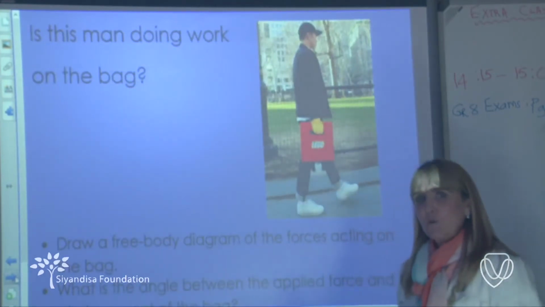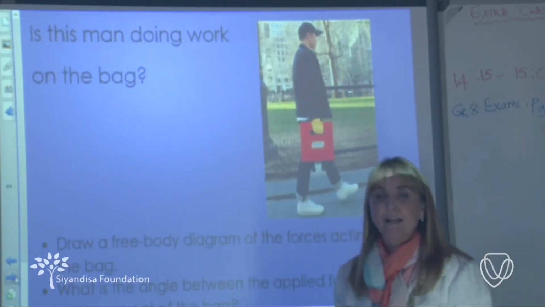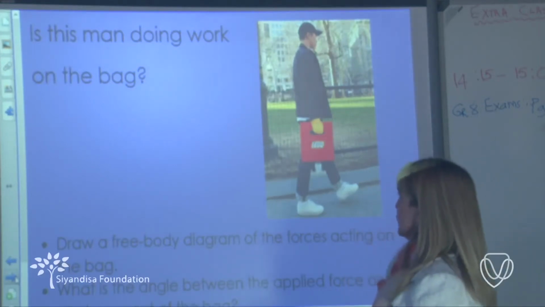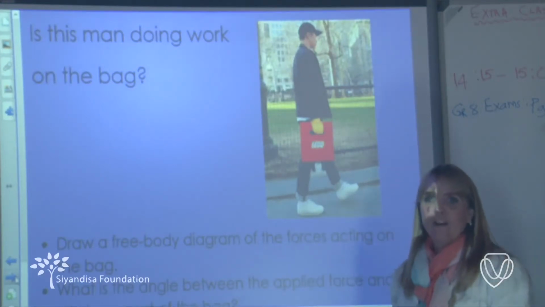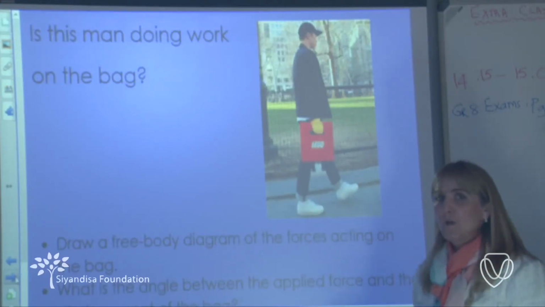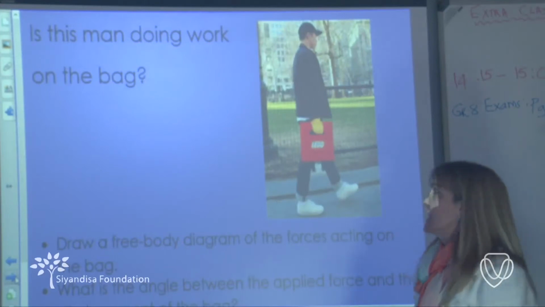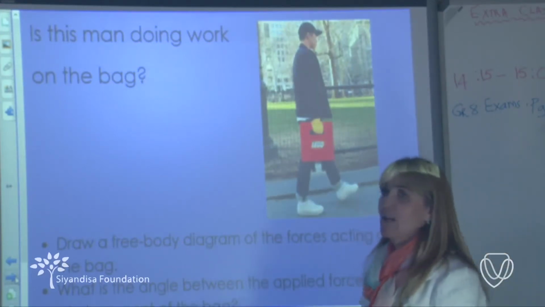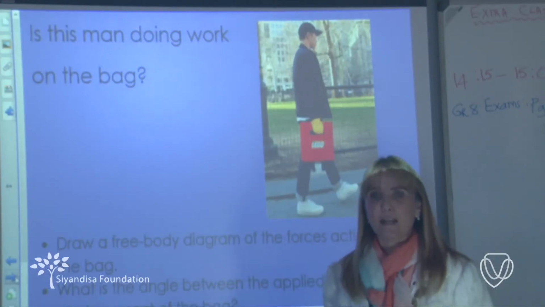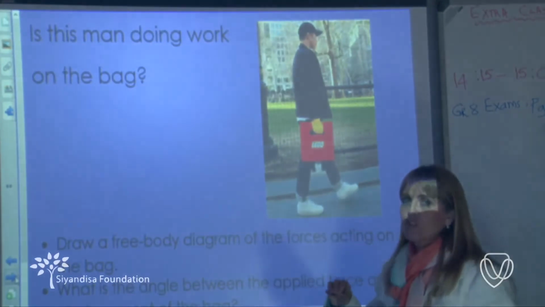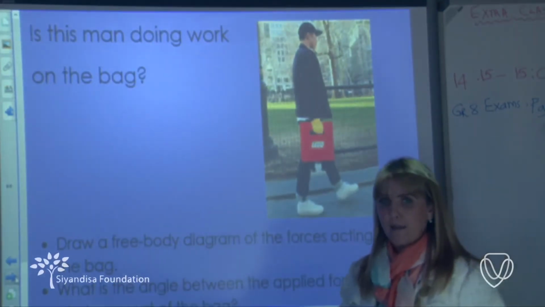All right, let's just have a quick discussion about what work is. And I know that your teacher would have done similar examples with you. First of all, let's look at this man carrying a bag full of Lego. Is this man doing work on the bag? Now, first of all, remember that the wording, the terminology in this section is odd. We ask, is work being done on an object? So my question to you is the man doing work on the bag?